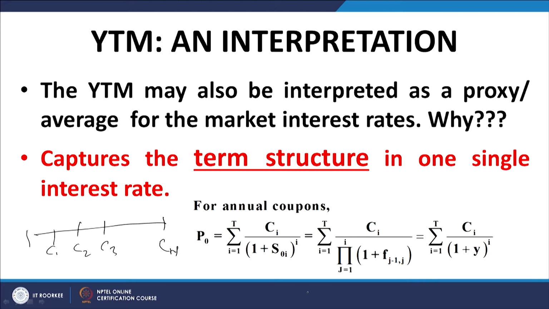Now, the point here is that since these coupons or cash flows are occurring at different points in time, there is something called the term structure of interest rates. What is this term structure of interest rates? It is empirically observed that interest rates vary this way. This term structure is observed in practice, in reality, and therefore, it becomes relevant to the analysis.